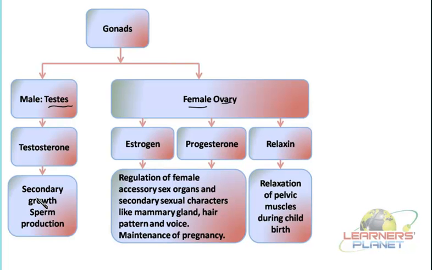That means up to this age sperm production is not taking place. It will take place after this particular age of 12 years or around 14 years. Now this secondary growth is a major function of the hormone testosterone. What characteristics, or what type of growth, will this include?